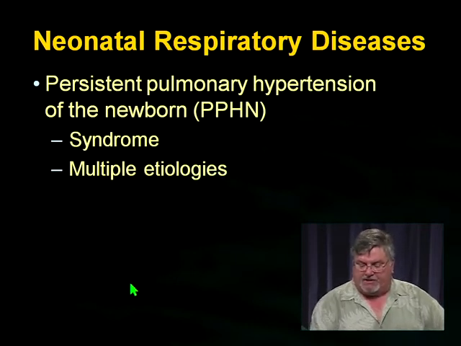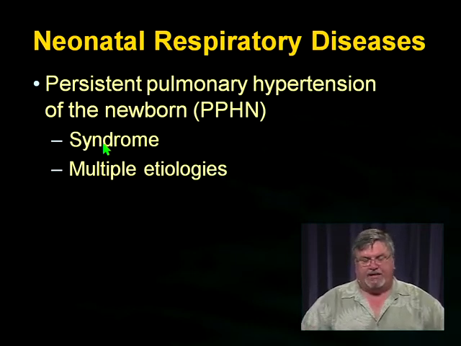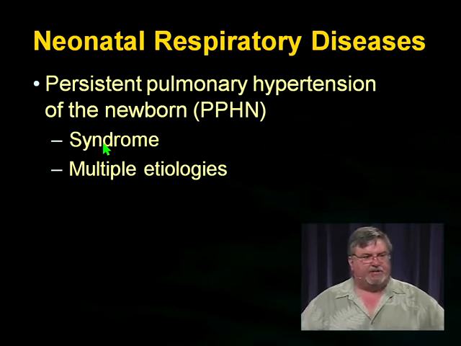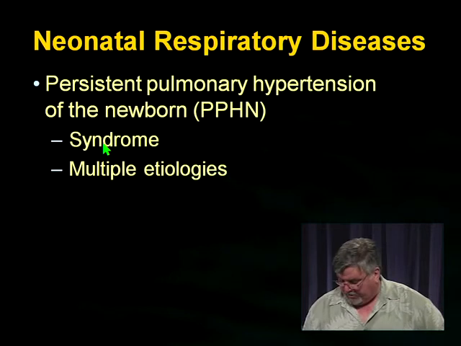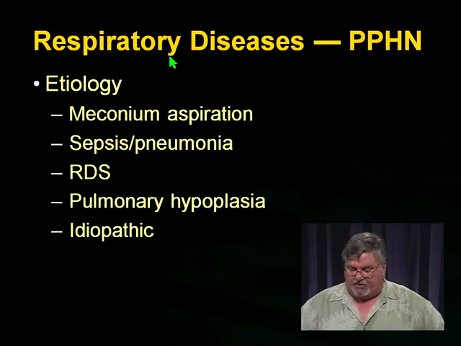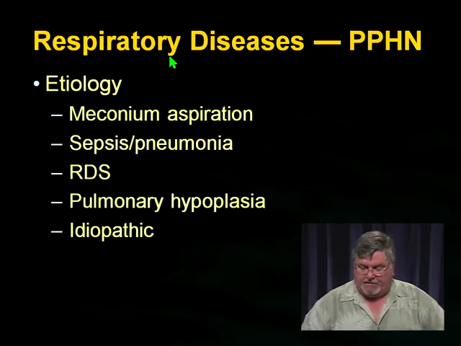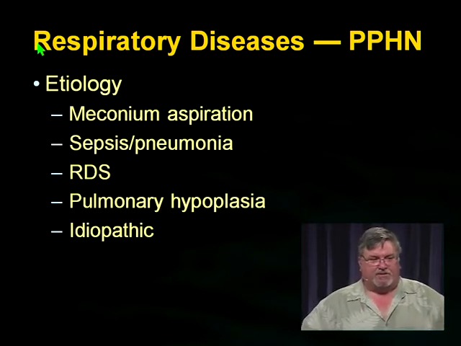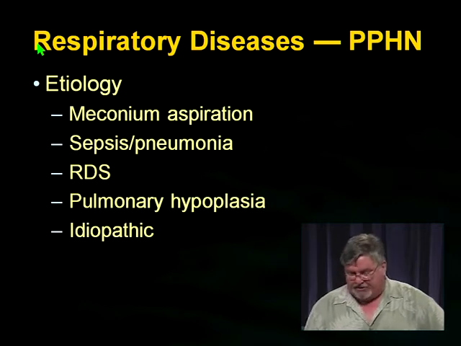Persistent pulmonary hypertension we talked a little bit about. Remember that it's a syndrome, so it has multiple etiologies. We tend to think about it in terms of meconium, but you can have persistent pulmonary hypertension that's idiopathic or occurs for other reasons. So there are the other reasons. That's the one that tends to get the most interest going on people. So the problem is if you have pulmonary hypoplasia, you may not recover from your persistent pulmonary hypertension. And it certainly can be idiopathic.